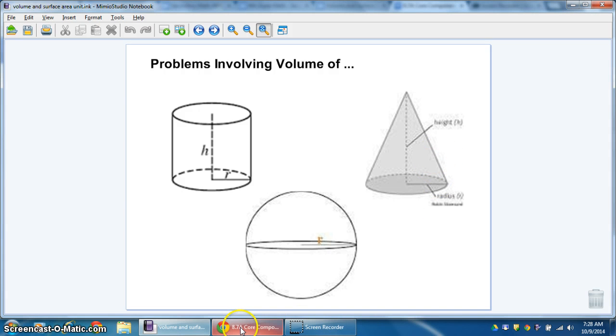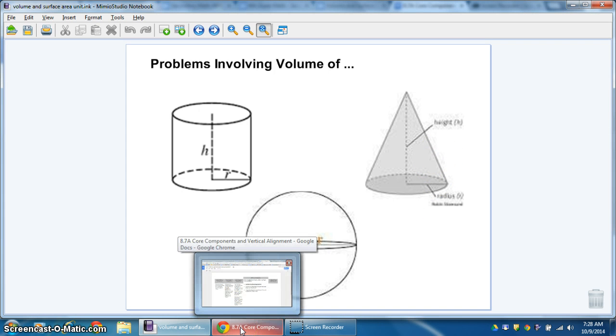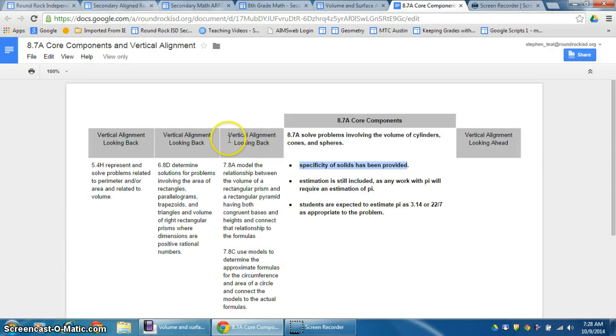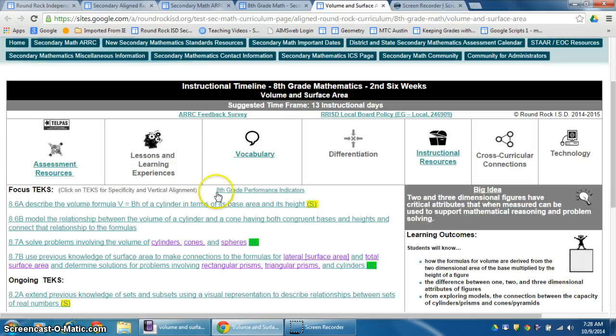Consult your formula chart and make sure that they're solving for any and all of those unknowns. So going back to the vertical alignment, we're going to look at the second readiness TEK.